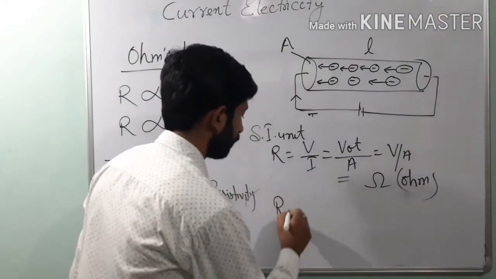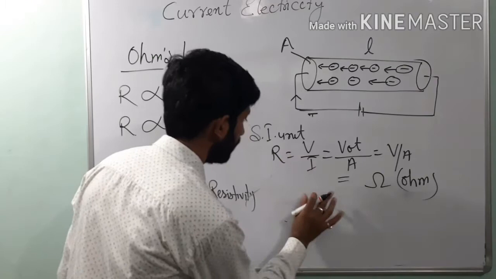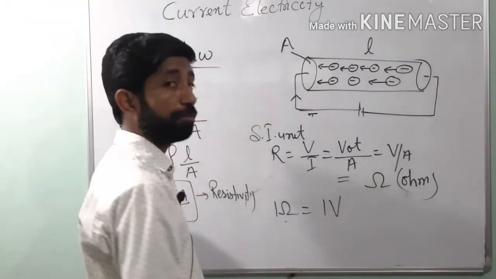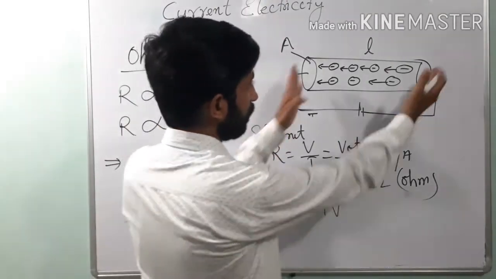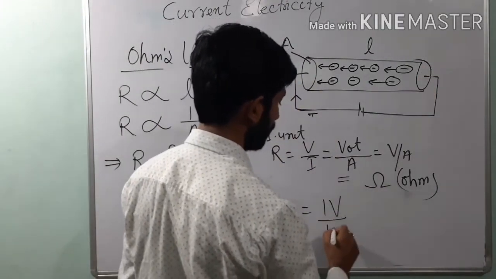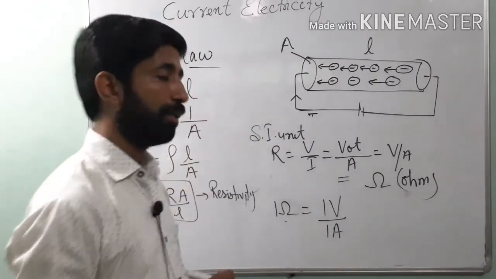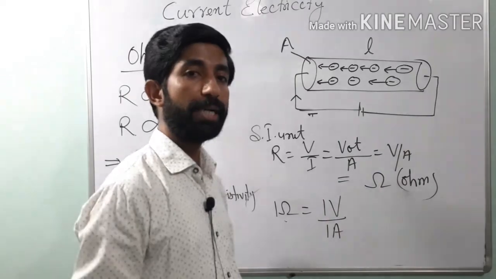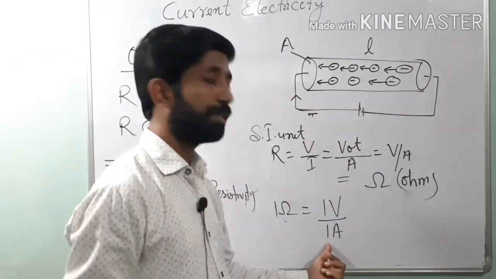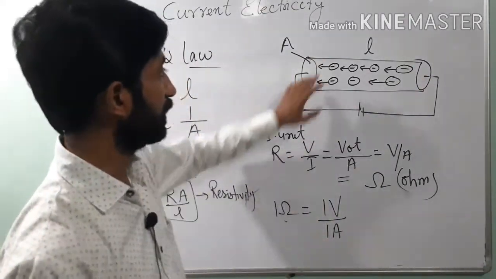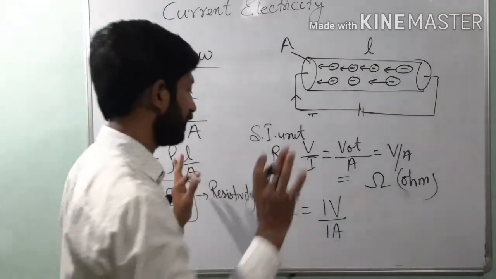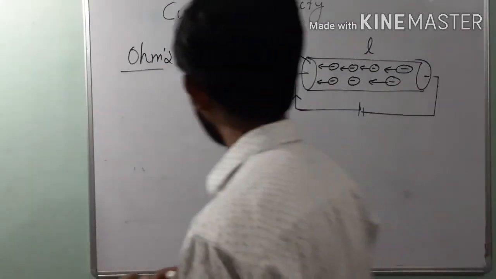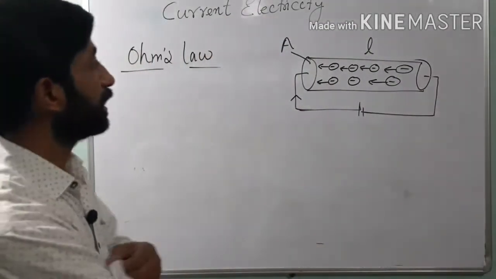So by this relation, the resistance is equal to 1 ohm if 1 volt of PD, that is potential difference across any conductor, produces a current of 1 ampere. That is, when 1 volt is applied across the ends of a conductor, and if current is 1 ampere, then we say the resistance of that conductor will be 1 ohm. That's it. Nothing more to discuss. Now we are coming to a different idea.